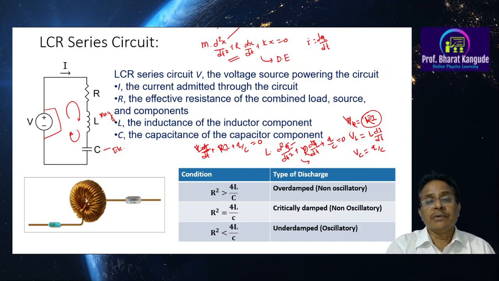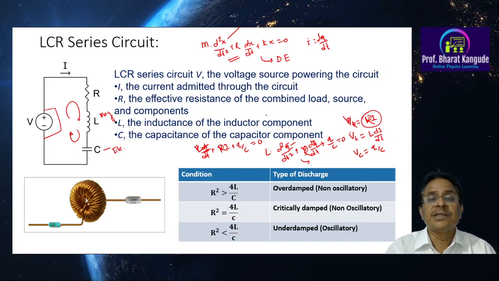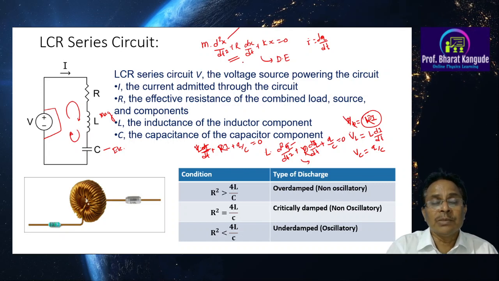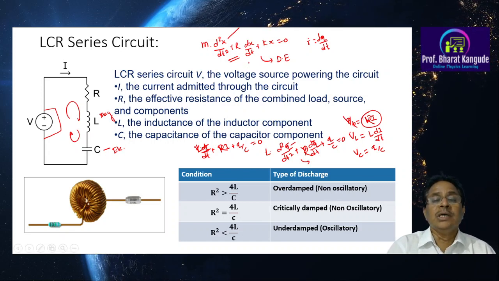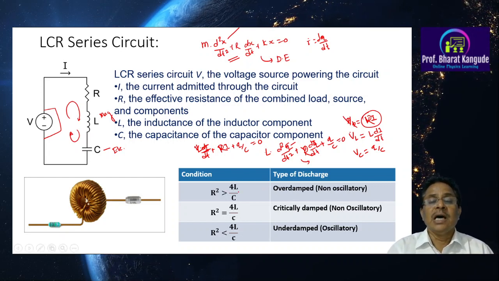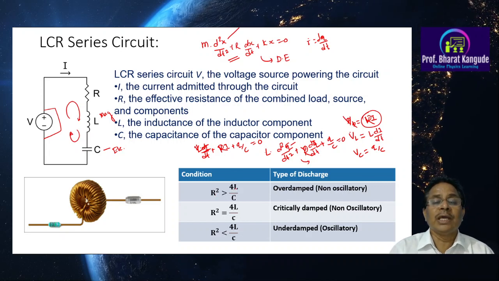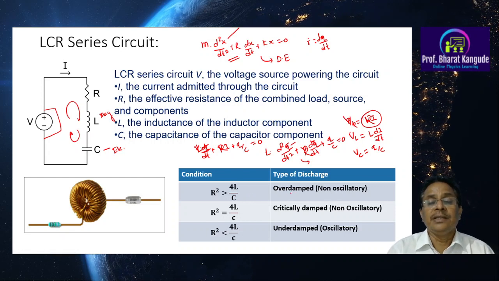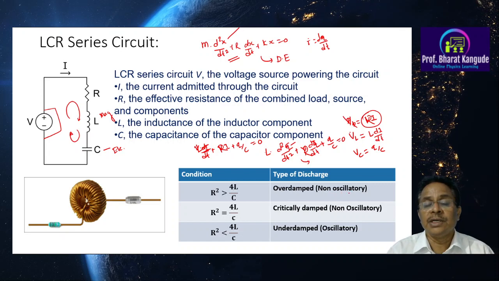Now, we have seen the methods to solve this differential equation. There also arise three different types of cases. What are these cases? We have seen overdamped, critically damped, and underdamped motion. Here also, for this LCR series circuit, if R square, that is resistance square, is greater than 4L upon C, the circuit is not oscillatory, and in that case there is overdamped motion, or the circuit is a non-oscillatory circuit.